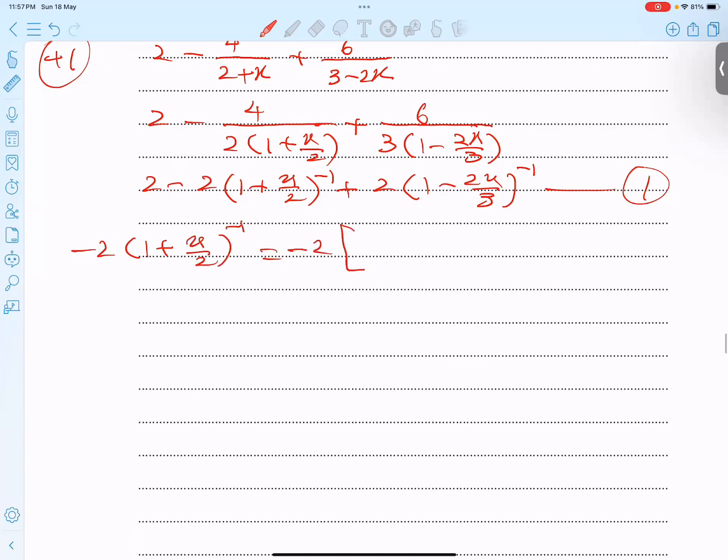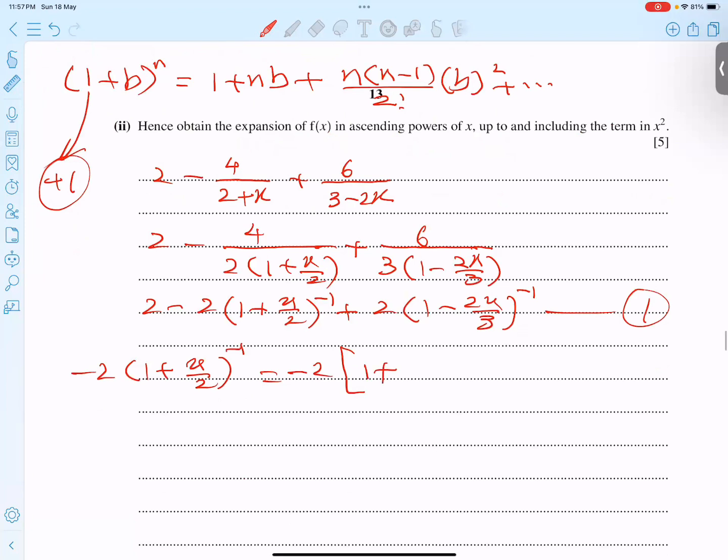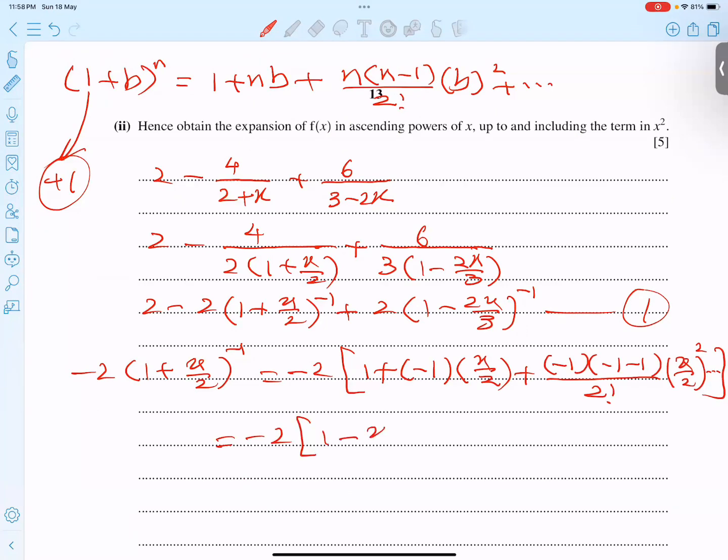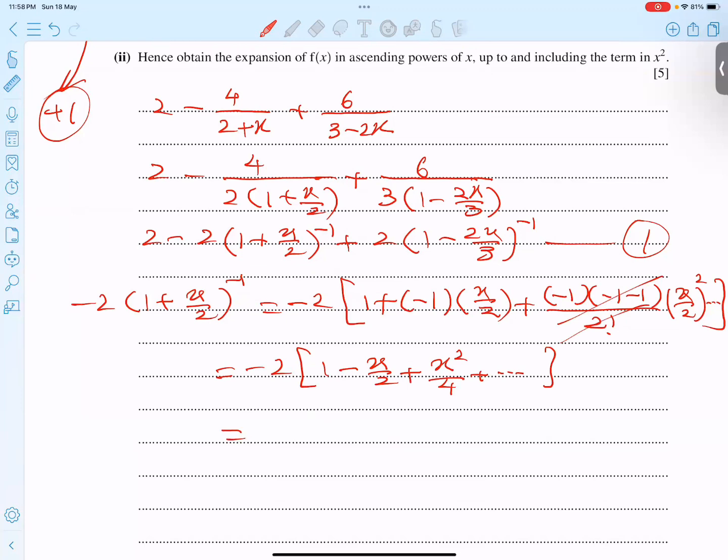So negative 2, and what is the formula? You know it very well. 1 plus nb, n and b, so this n and b multiply. N is minus 1, b is x by 2, and then n into n minus 1 over 2 factorial into square of this, and so on and so forth. I hope you understood very well what I'm doing. So 1 minus x by 2, and this cancels out, and I get x square by 4. Okay, now multiply negative 2 inside: negative 2 and positive x and negative x squared by 2. So this is done. So one part is completely over.